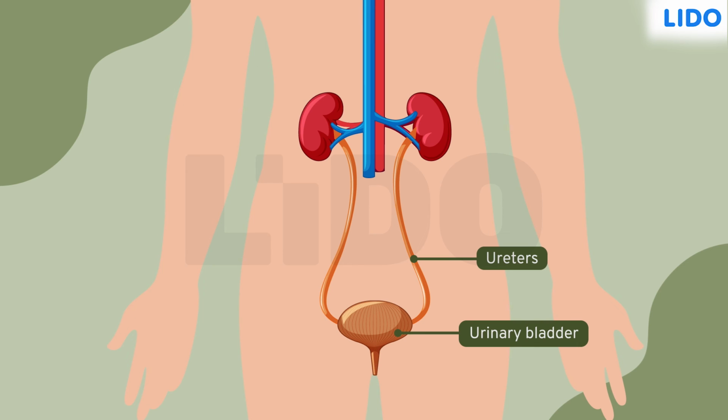Normally, in an adult human body, 1.5 liters of urine is produced each day. Hence, we can infer that the kidney is our most important excretory organ.